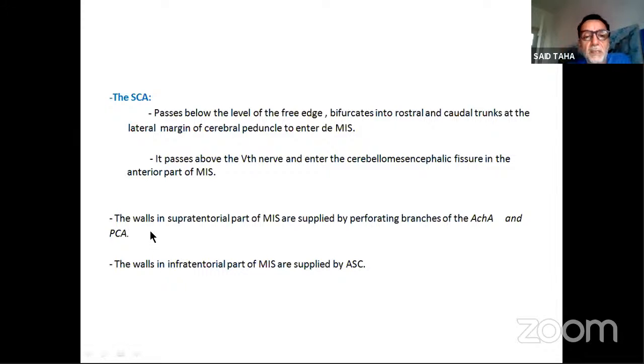The walls in the supratentorial parts of the middle incisural space are essentially irrigated by perforating branches from the anterior choroidal artery and PCA, and the walls of the anterior infratentorial parts of the middle incisural space are supplied by the anterior superior cerebellar artery.